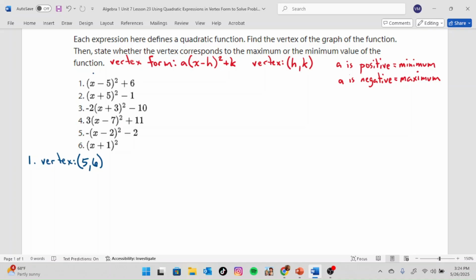A, we do not see a number, so it is understood to be 1. And since A is positive, this vertex represents the minimum.